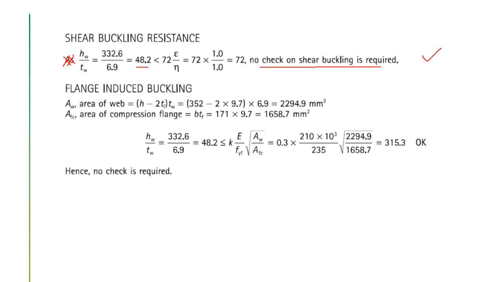And then for flange-induced buckling, you need to calculate the ratio of HW over TW against the limiting value for flange-induced buckling. From this we get that the ratio of HW over TW is 48.2 and the flange-induced buckling limit is 315.3, which is greater than the HW over TW ratio. So the checking is pass.